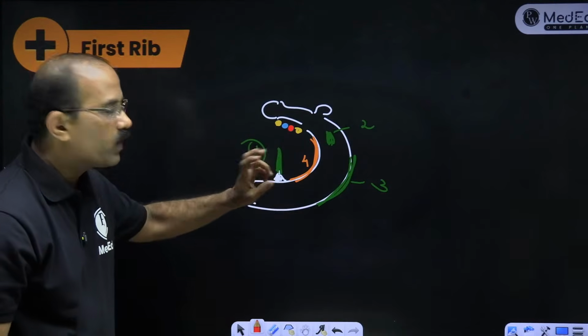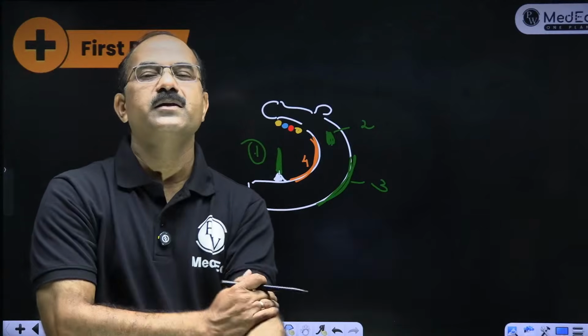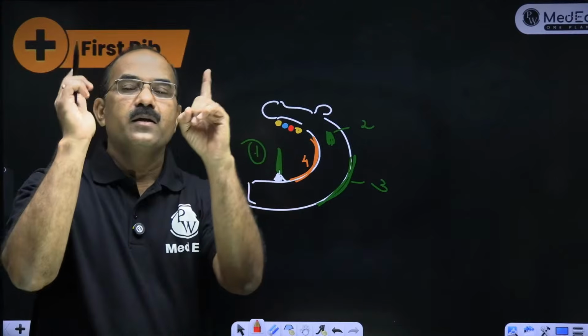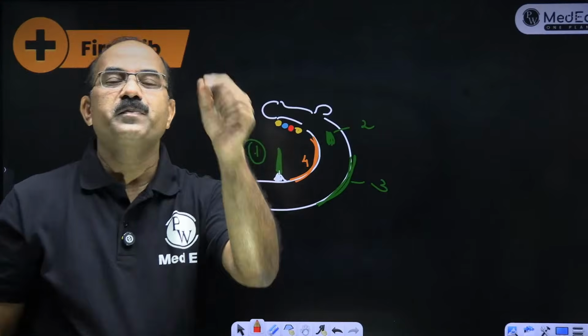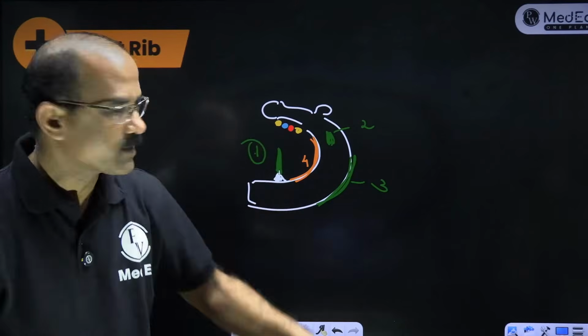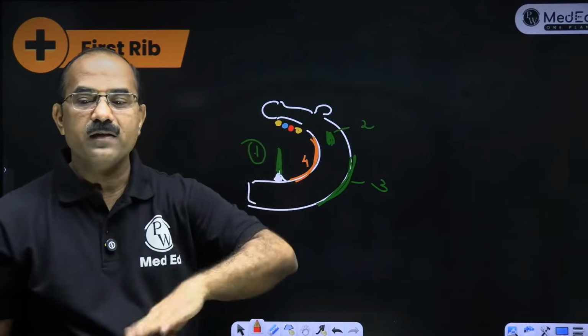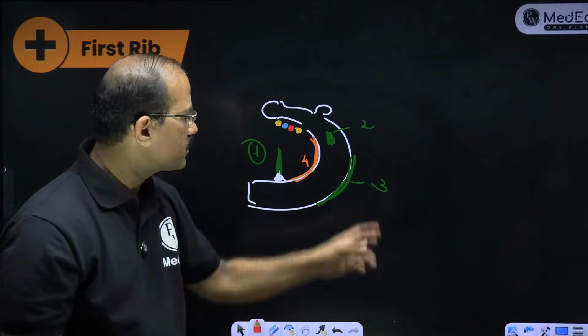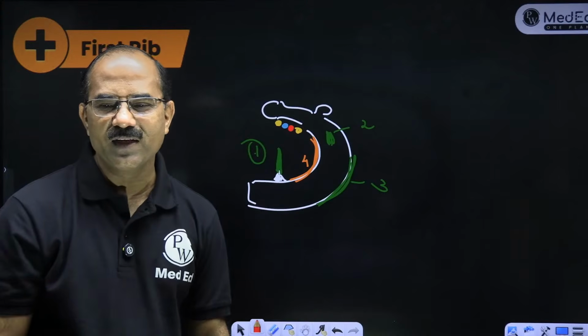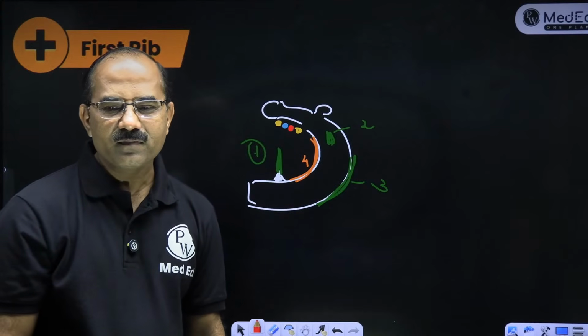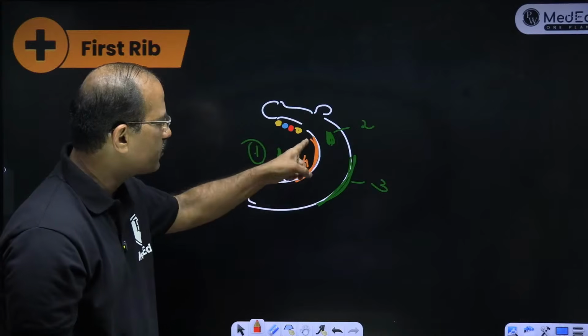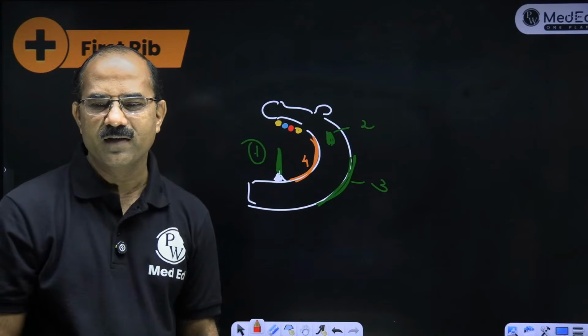Muscle number 1 is the scalenus anterior. Remember, children, this is very important. First rib is always asked. So on the first rib there is the scalene tubercle, and that's scalenus anterior. Number 2 is the scalenus medius. Who's number 3? Krish, very good, number 4 is Sibson's fascia.